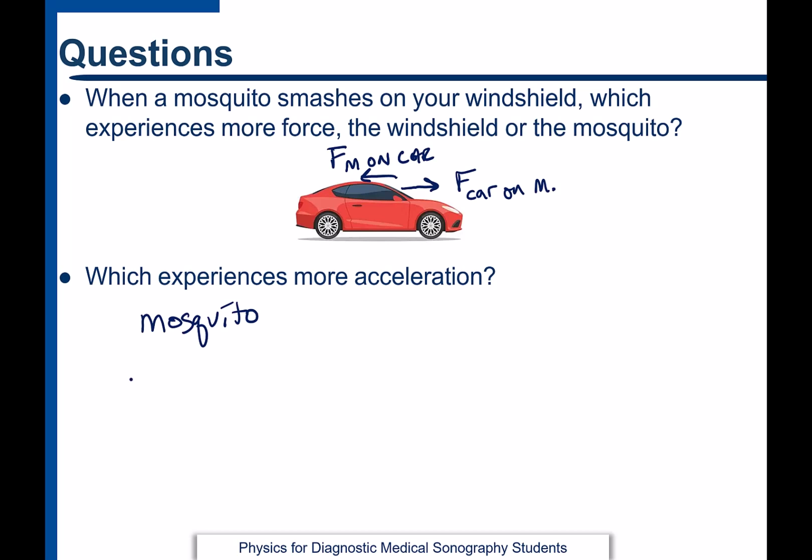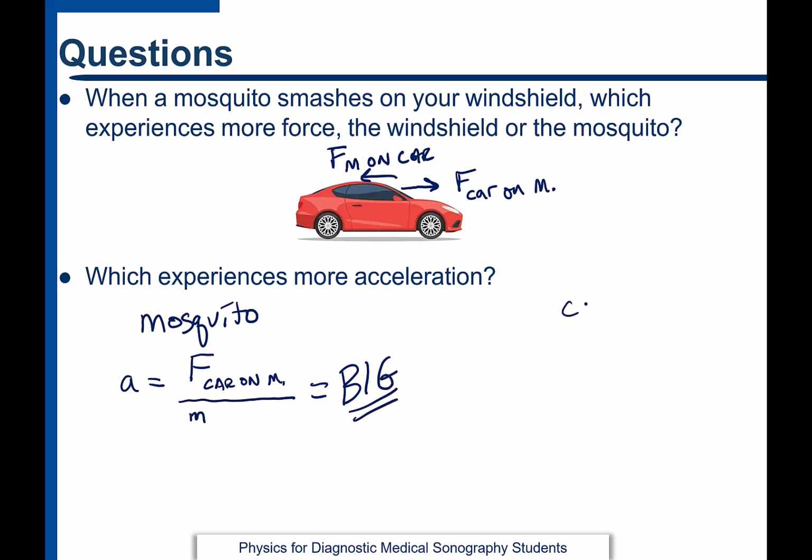If we write down Newton's second law for the mosquito, we've got the force that the car exerts on it. So that's car on mosquito. But then we divide by the mass of the mosquito. Well, the mass of the mosquito is little, right? I'll draw it by a little m. So when we have a bigger number divided by a little number, remember that gives us something big. The acceleration of the mosquito is going to be big.